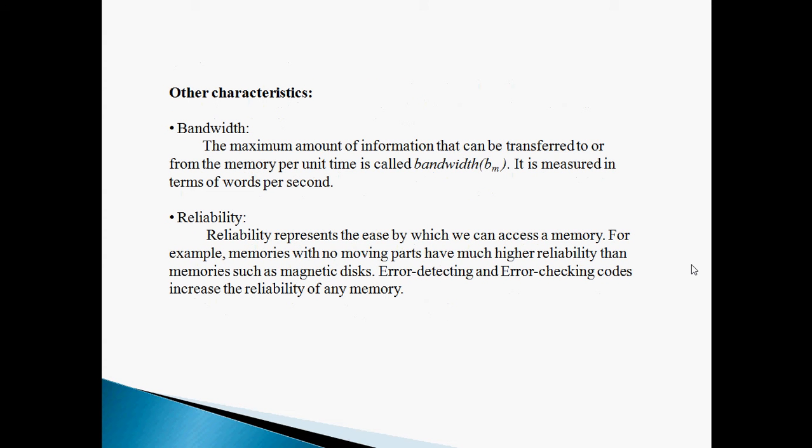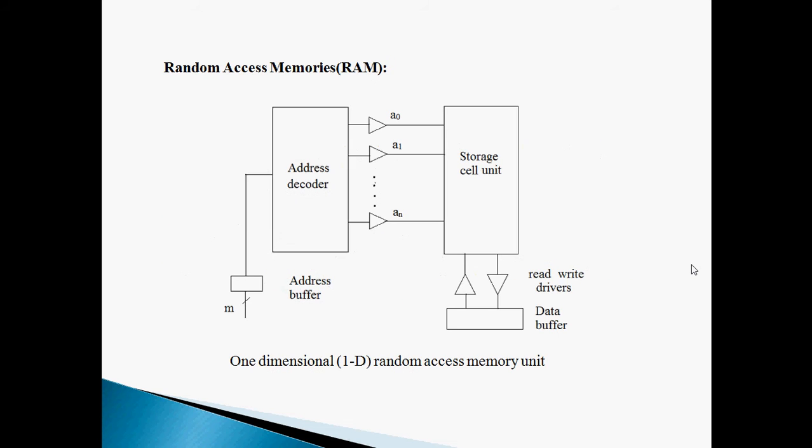Other characteristics are bandwidth and reliability. Bandwidth represents the maximum amount of information that can be transferred to or from a memory per unit time. It is represented by BM and measured in words per second. Reliability represents the ease with which we can access a memory. For example, memories without moving parts have higher reliability than memories with moving parts. Error detecting and error checking codes increase the reliability.